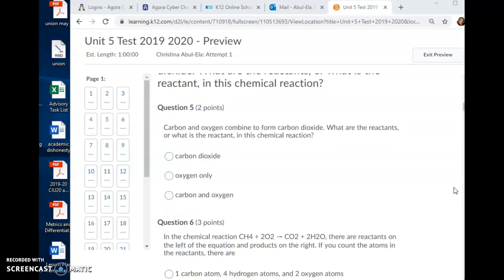Question 5. Carbon and oxygen combine to form carbon dioxide. What are the reactants in this chemical reaction? Carbon dioxide, oxygen only, carbon and oxygen.